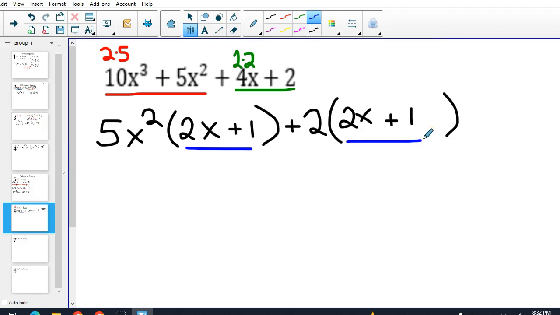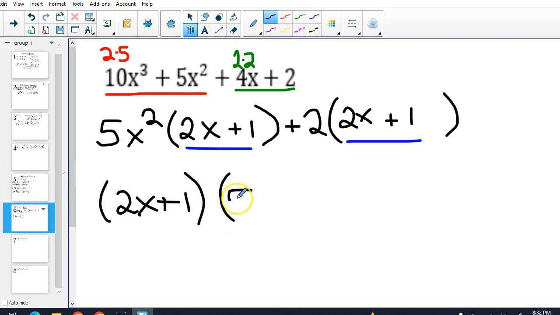And now we're going to factor again because they both have a term in common. They're both being multiplied by 2x plus 1. So we can factor out that 2x plus 1. What's left inside is our 5x squared plus 2. Now, we cannot use difference of squares here because we don't have a difference of squares. So we don't have any method for reducing this any further. We just leave this as it is, and that's our answer.